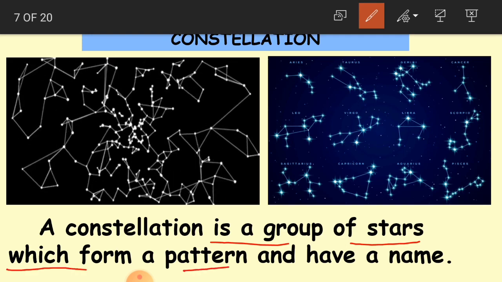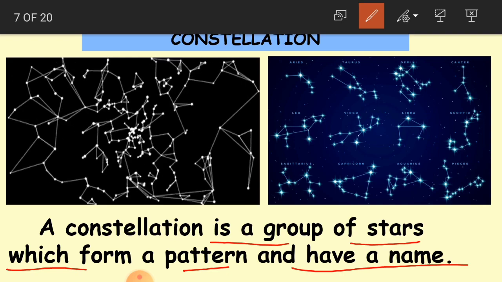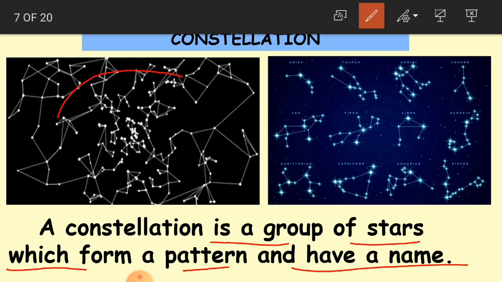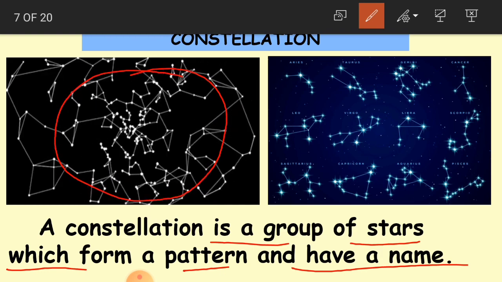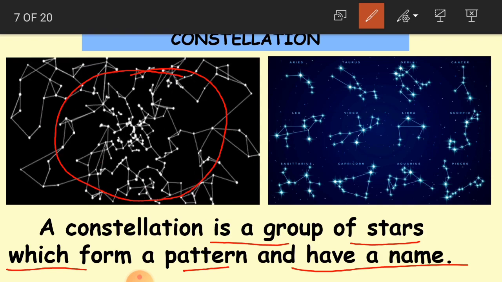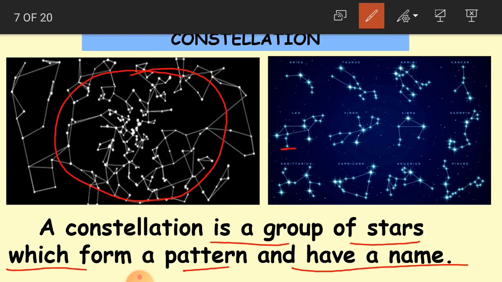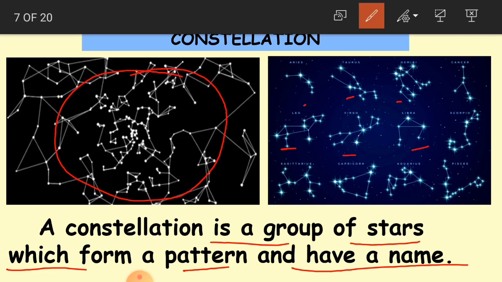Which form a pattern and have a name. See, these are all stars, all our shining stars. So they are grouped together. They are going to form a pattern. So these lines are nothing but the pattern. See how they are, and they have a name also.